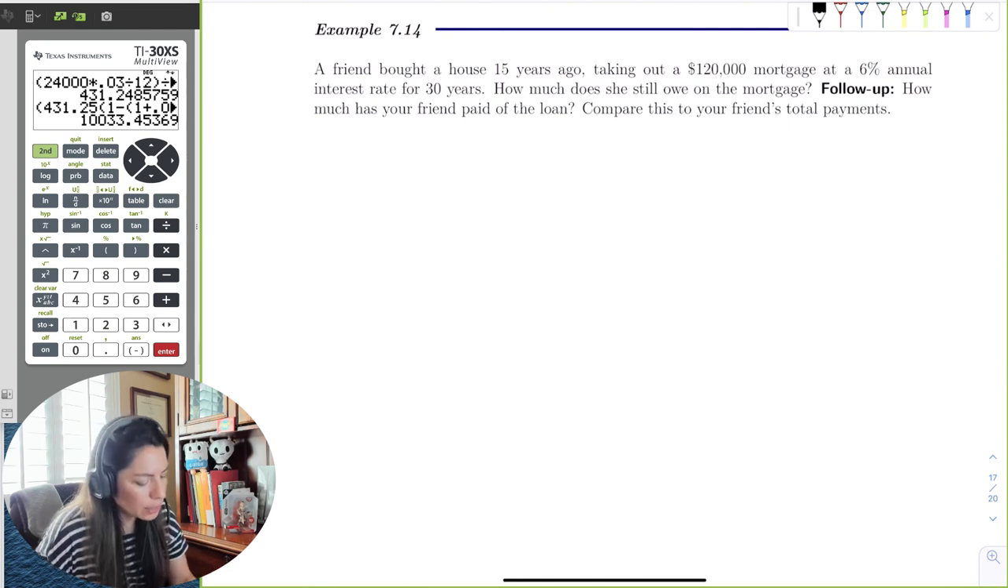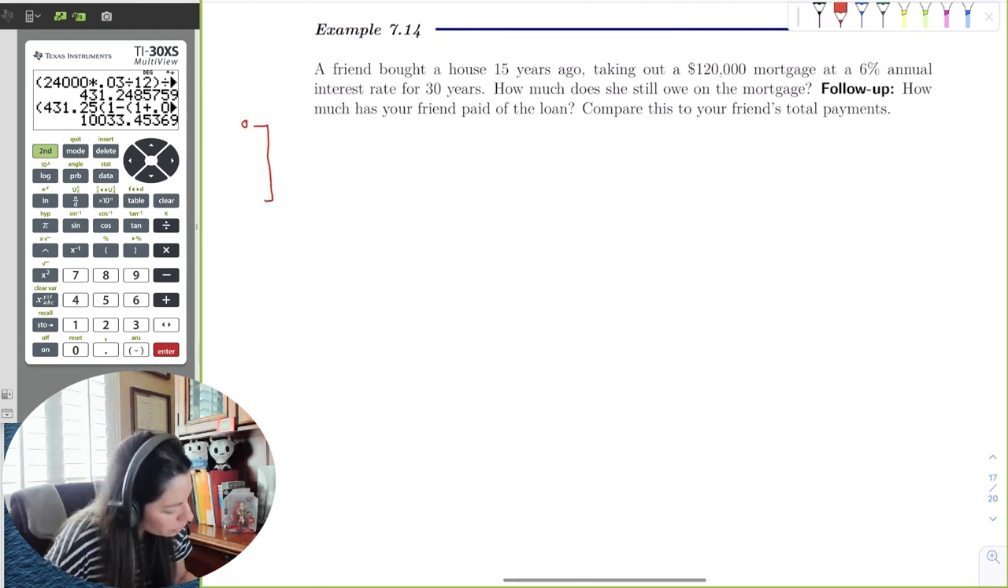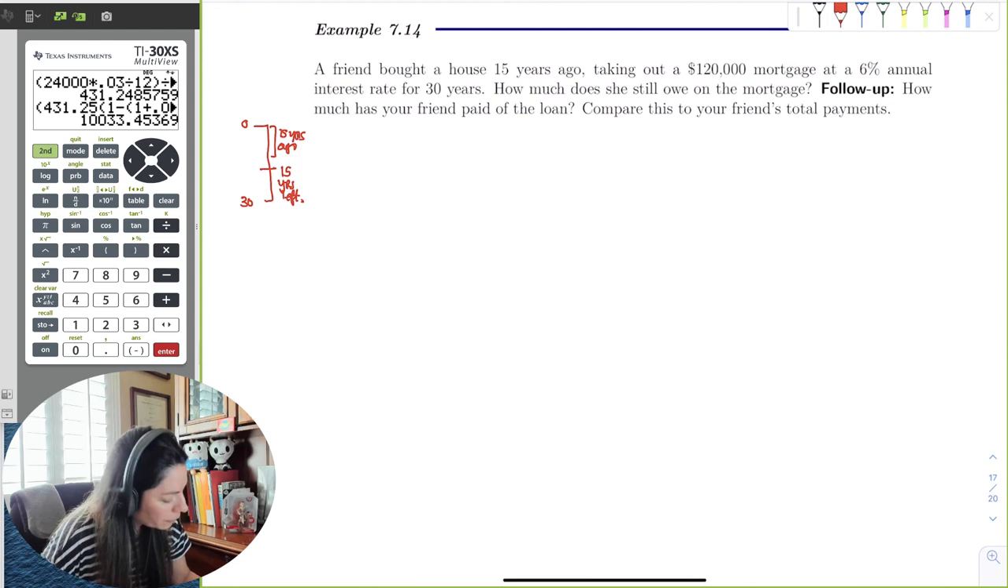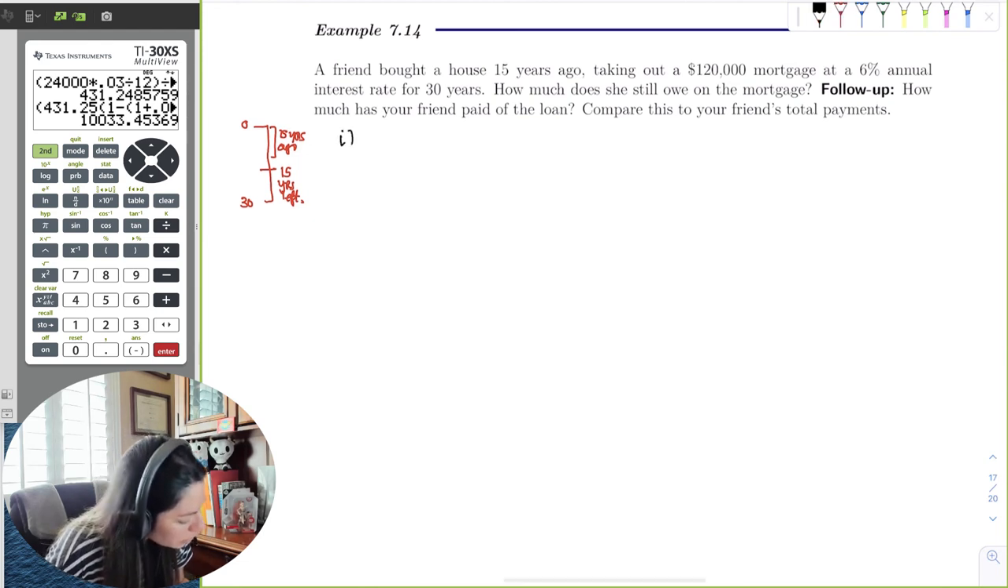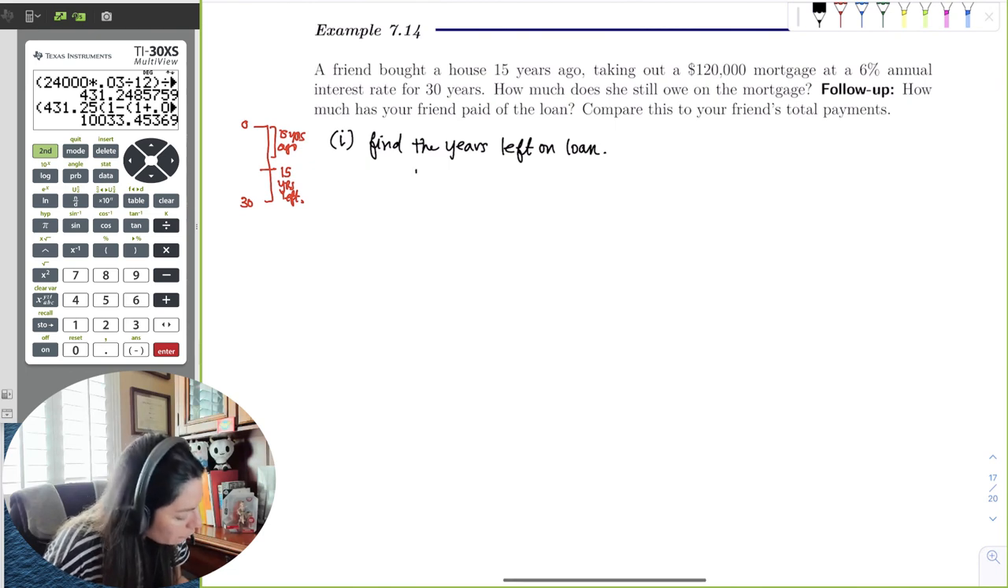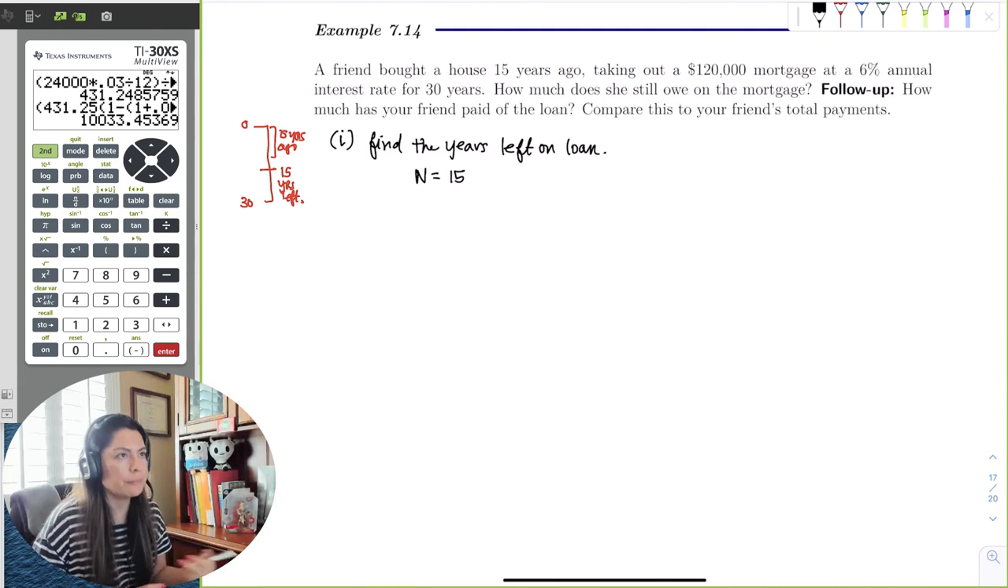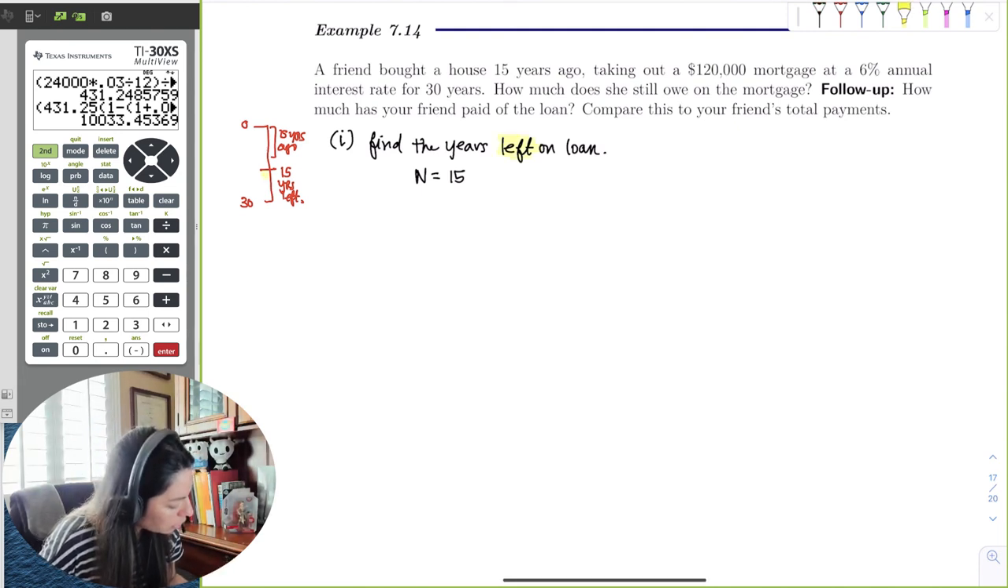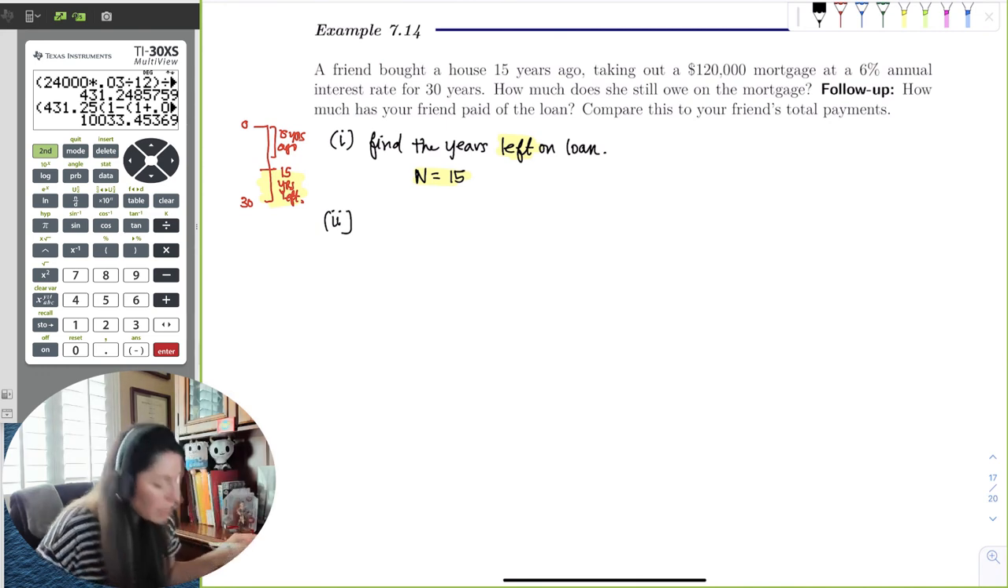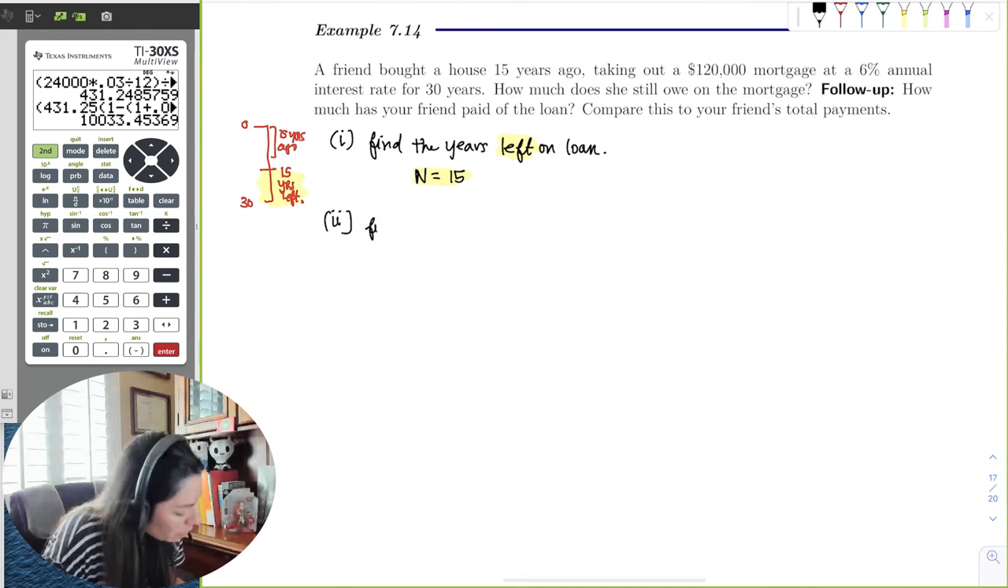So there's a few pieces here. Once again, if you have 0 years and 30 years, and you bought a house 15 years ago, then there are 15 years left on the loan. So the first thing we need to do is find the years left on the loan, and that is 15, since 15 years have passed. It's really important that we say left on the loan. The second thing we need is the monthly payment, so we have to go ahead and find it.